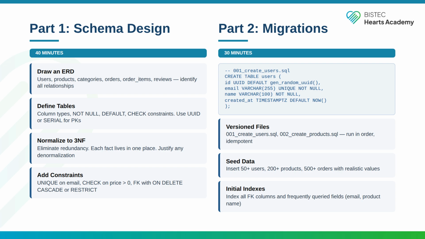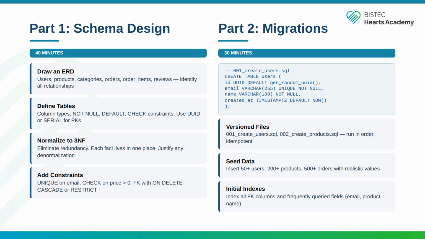Define your columns with care. Think about data types: varchar for names, numeric with precision for prices, timestamptz for dates. Add NOT NULL where appropriate, and check constraints where they protect your data. Price must be greater than 0. Rating must be between 1 and 5. Normalize to 3NF. No repeated groups. No partial dependencies on composite keys. No transitive dependencies between non-key columns. If you choose to denormalize anything, like storing a computed order total, justify it in your documentation.